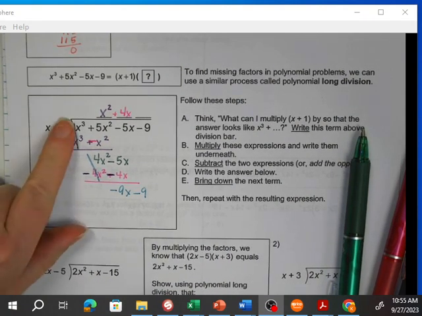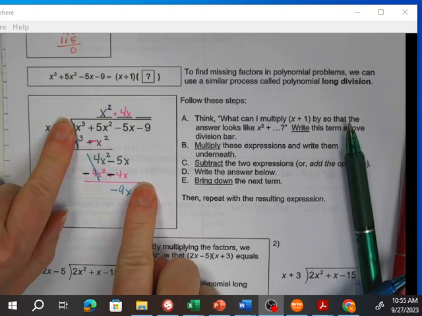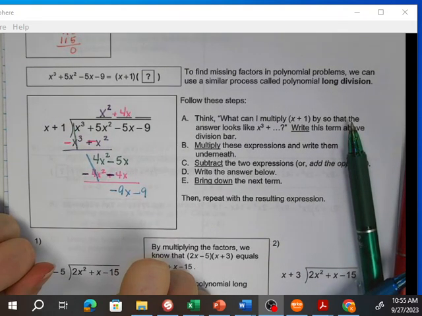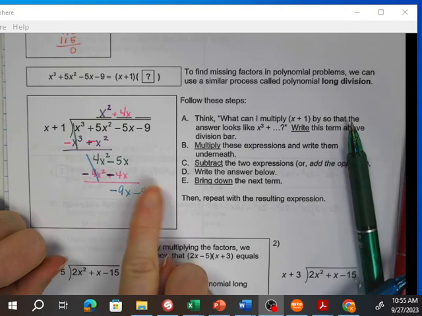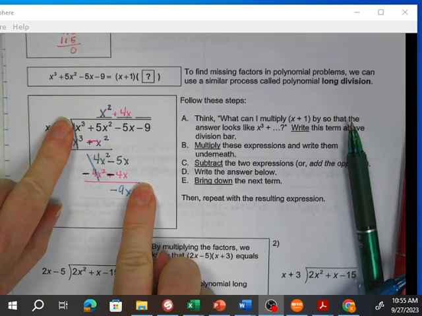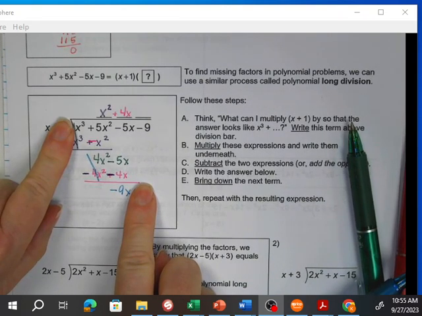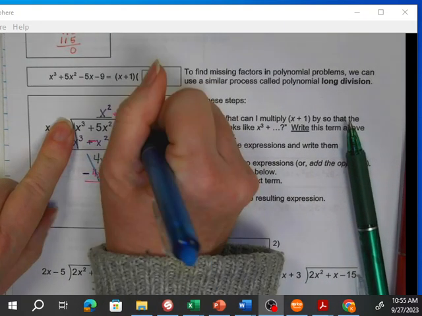I ignore everything but the first term of each. Wait, where did that minus 9? Oh, because that term's negative. Yep. Okay. All right, so now, what would I have to multiply x by in order to get negative 9x? Negative 9. So I put a negative 9 up here.